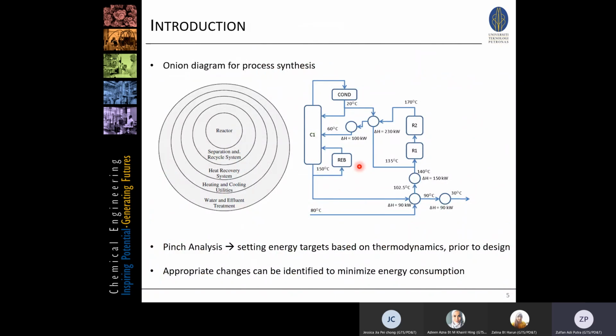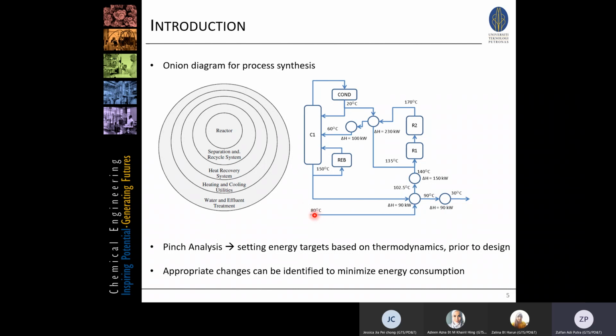So basically, for example, we have a plant. We have this plant, like in this script. We have columns, reboiler, reactor 1, reactor 2, and so on. We have exchangers as well: 1, 2, 3, 4, 5 exchangers, 6 reboiler with condenser, and then 7 with the reboiler.